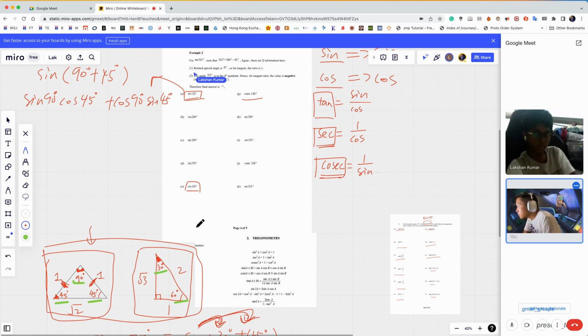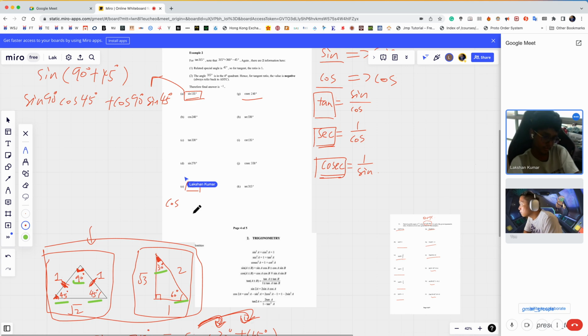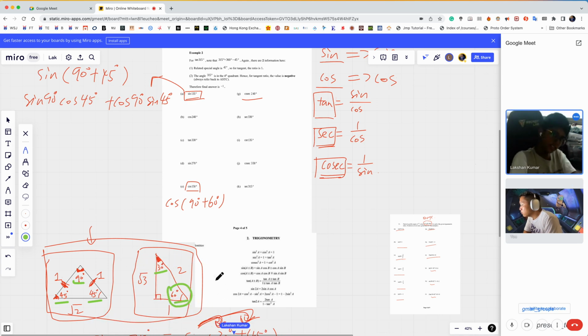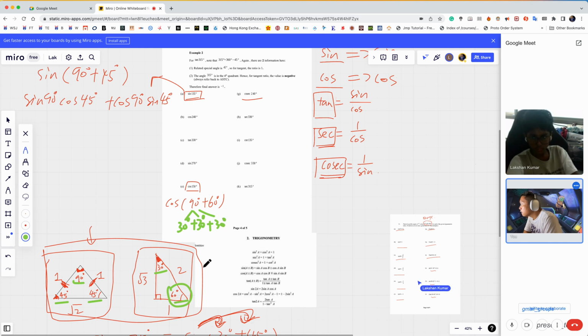Cosine 150. How do you split it? Maybe 90 plus 60, because we have a 60 degree triangle here. If you can make use of one, you don't try to split into two. It's like the 90, you don't split into 30 plus 30 plus 30. You're not going to complicate yourself so much. One more.